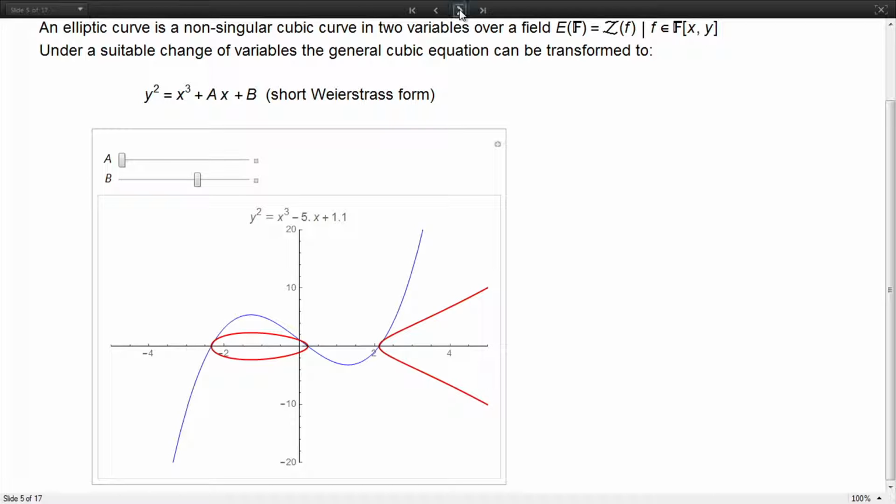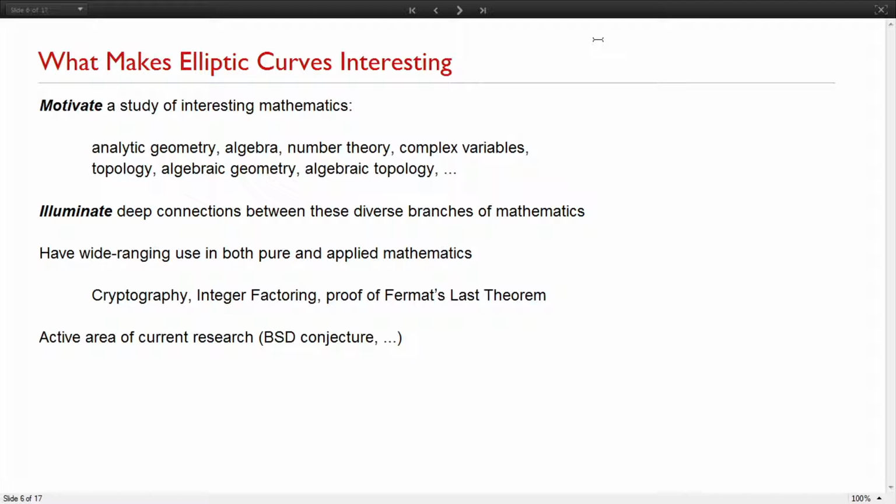So what makes these things interesting? Well, first of all, I think the study of elliptic curves motivates the study of a lot of interesting mathematics. If you want to study the geometry, you end up in algebraic geometry and algebraic topology. If you want to study the number theory, you end up being driven into the theory of complex variables, complex analysis. But even more so, in my study of these interesting curves, they illuminate the deep connections between these diverse branches. Studying topics like topology, algebraic geometry, and algebraic topology in the abstract can be difficult, but the family of elliptic curves gives us a concrete world to work in.